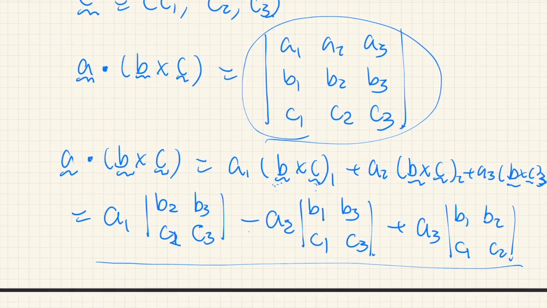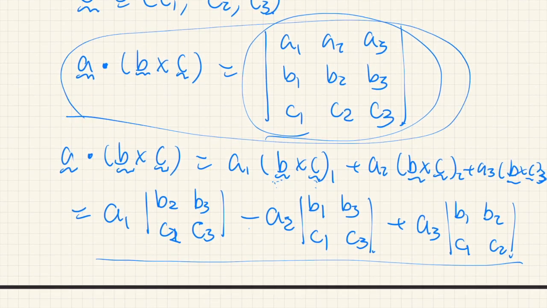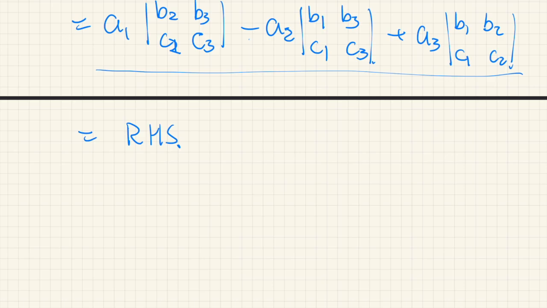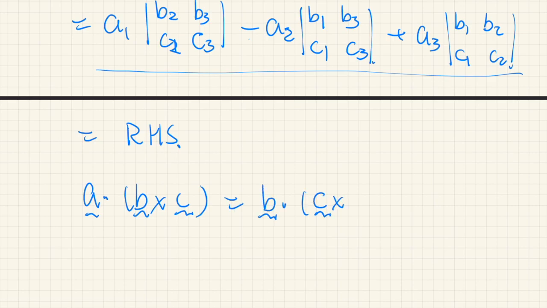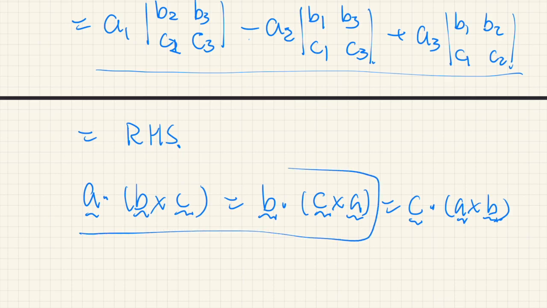And as a corollary to this theorem, we have the following result. A dot B cross C is equal to B dot C cross A, which is equal to C dot A cross B. So do you see why? For example, let's consider this part.